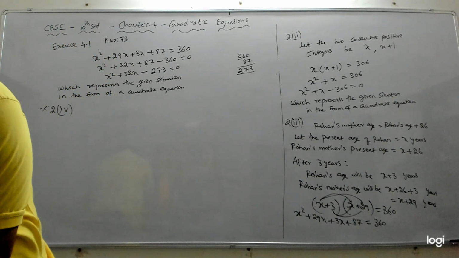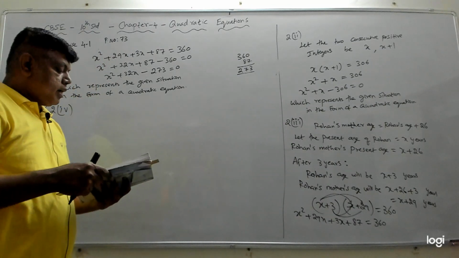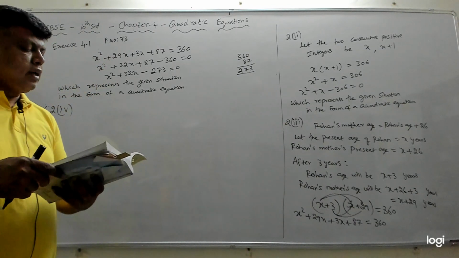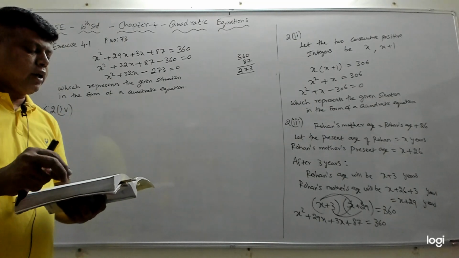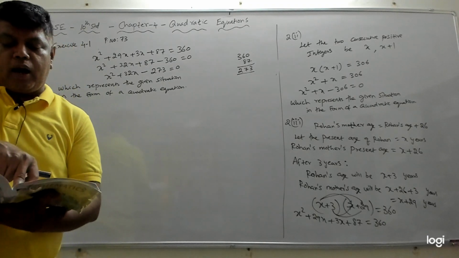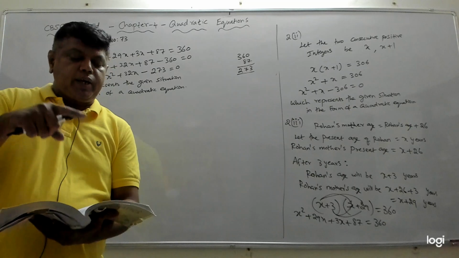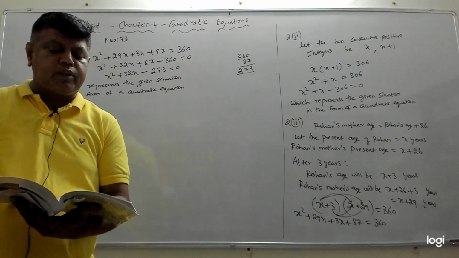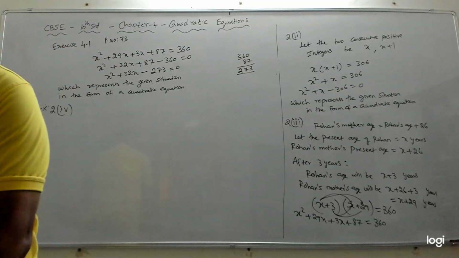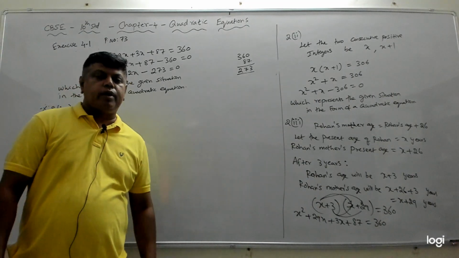The fourth one says, in second problem, fourth subdivision, it says a train travels a distance of 480 km at a uniform speed. If the speed had been 8 kilometers per hour less, then it would have taken 3 hours more to cover the same distance. We need to find the speed of the train. So this is the situation. We have to represent this situation in the form of a quadratic equation.